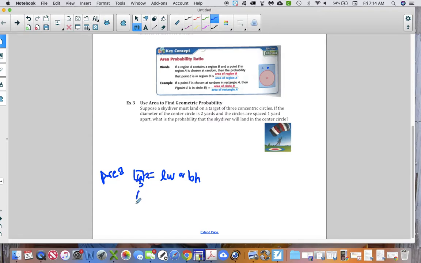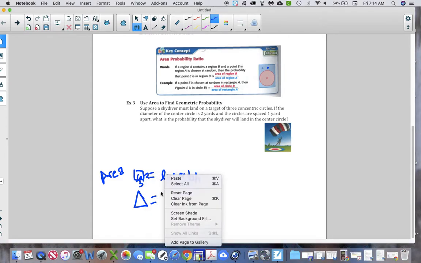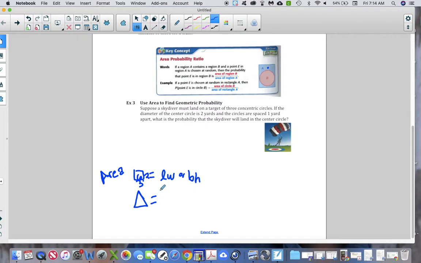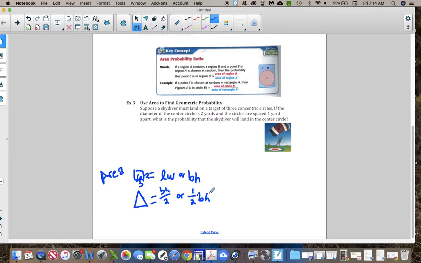Okay, a triangle. The area is base times height divided by 2. Or some people like to do half base times height. That's the same thing. The reason why a triangle is that formula is it's the area of a rectangle, but then just split in half. Okay. And then let's go ahead and do circle.